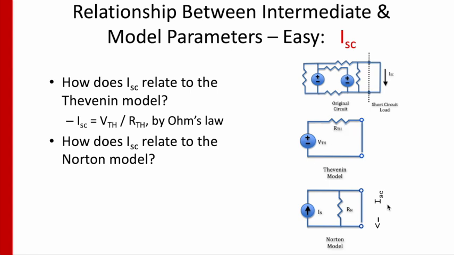Okay. Now, how does that relate to the Norton model? Well, let's see here. We have that shorting wire right here. So how would that short circuit current relate to the model? Well, the short circuit current is exactly equal to the Norton current because of the short itself. You can think of this as a current divider with 100% of the current going through the short. 0% of the current is going to go through the Norton resistor.